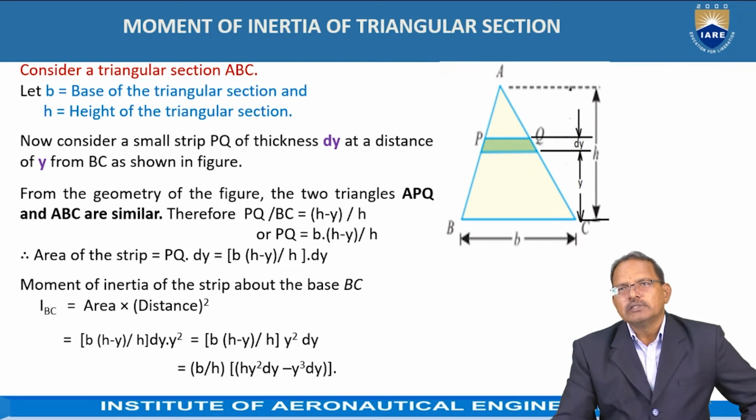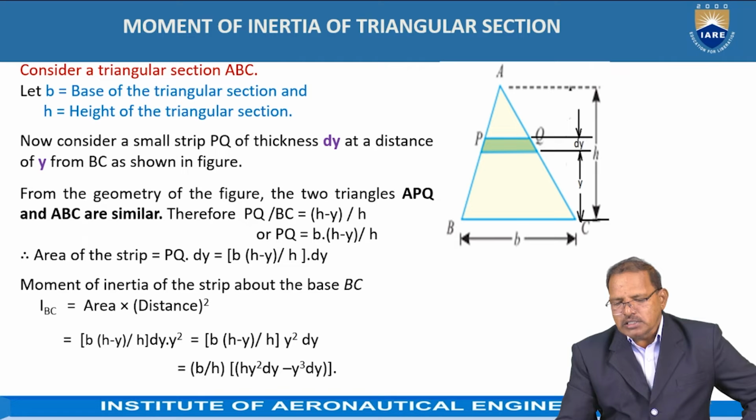Now the moment of inertia of a triangular section. Let ABC be the given triangle. B is representing the base of the triangle and H is representing the height of the triangle.